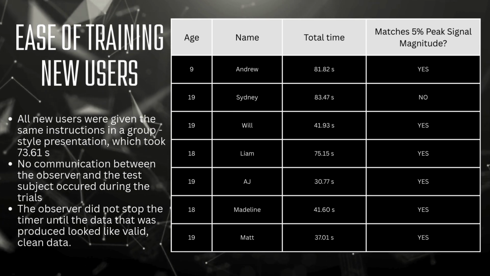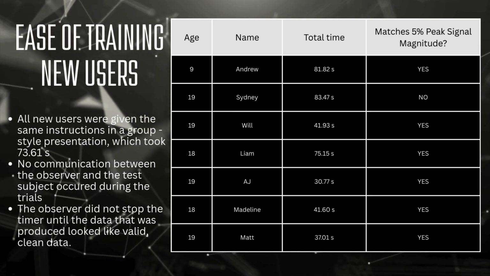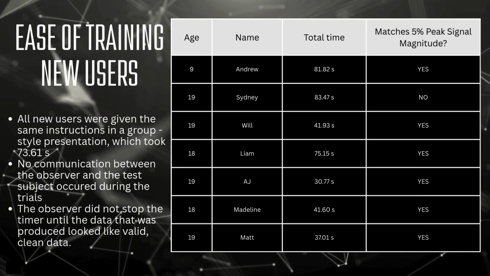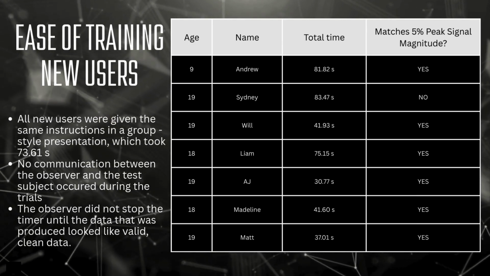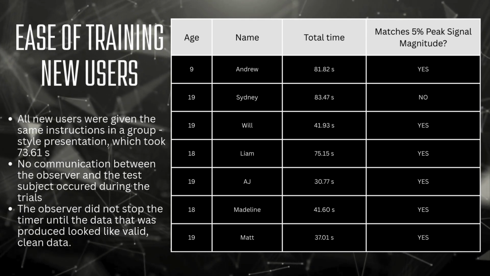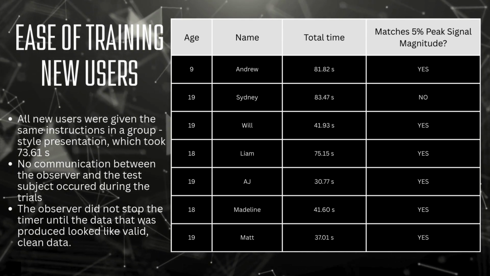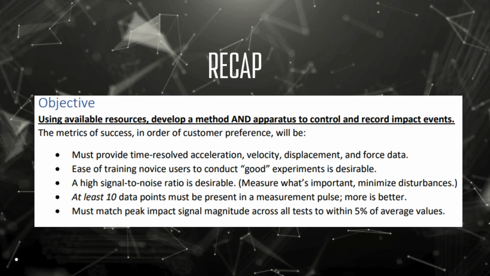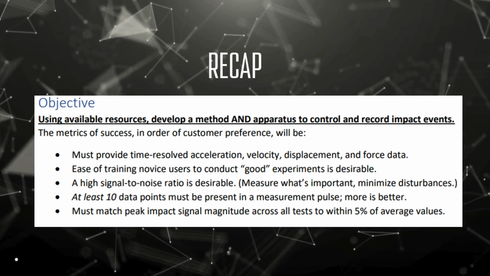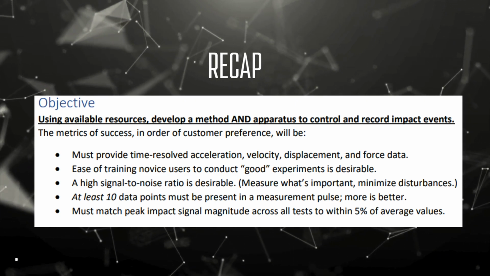As you can see in the table, all of the test subjects' data was within 5% of the average peak signal magnitude of our original trials except for Sydney. It also took less than 4 minutes for each person to get good data, which is well below our engineering constraint of 10 minutes. To recap, we gave ourselves engineering specifications based on the customer's requested features.